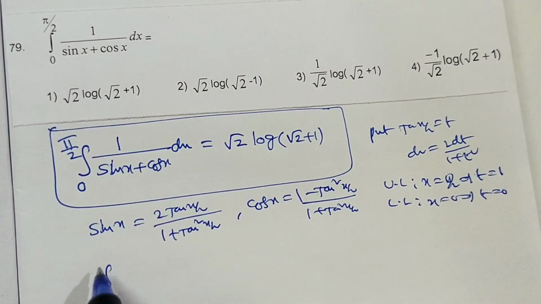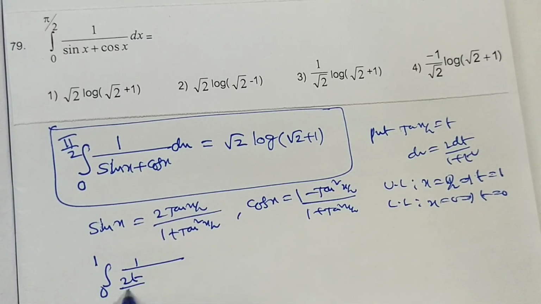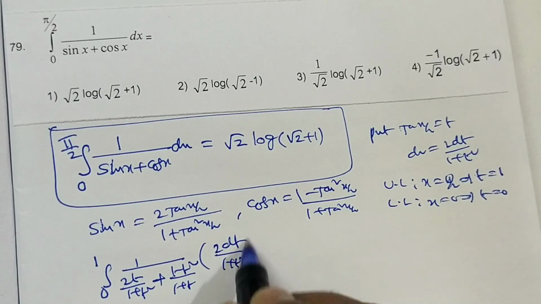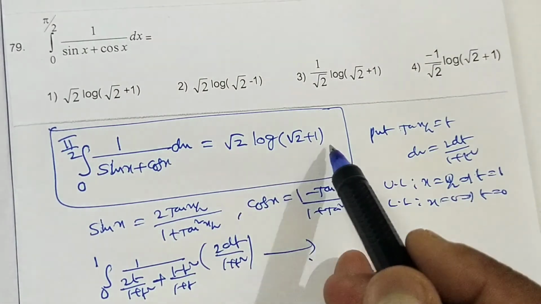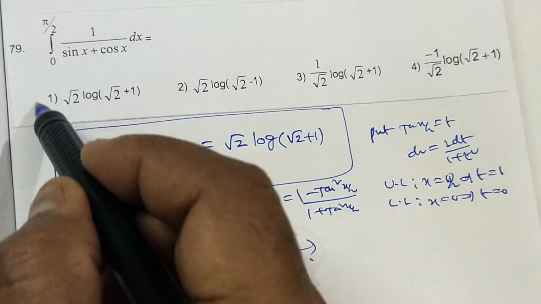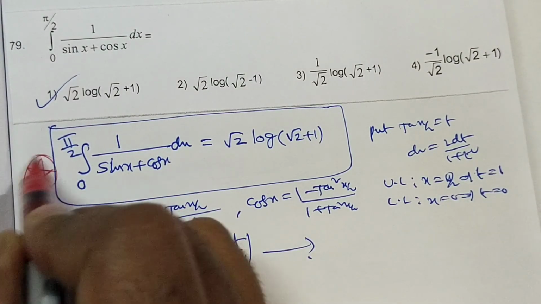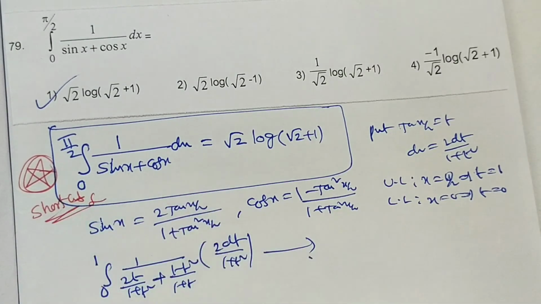So integral 0 to 1 by 2t by 1 plus t square plus 1 minus t square by 1 plus t square into 2 dt by 1 plus t square. After simplifying and all, you will get it is root 2 into log root 2 plus 1, which is there in the first option. You remember it as a shortcut formula. I will write it here. This is the shortcut formula. We'll move to the last question in this session.